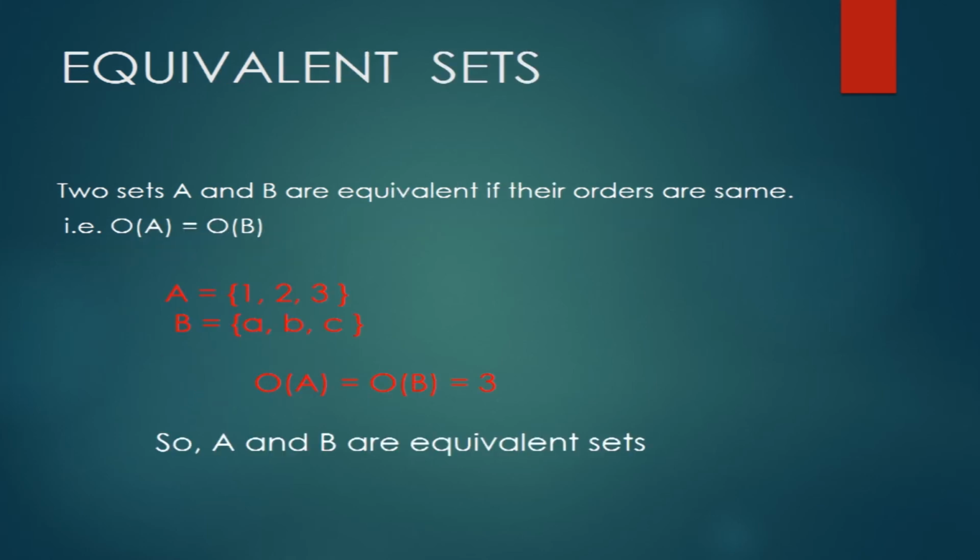Equivalent sets. Two sets A and B are equivalent if their orders are the same. That is, order of A is equal to order of B. Let A = {1, 2, 3} and B = {a, b, c}. Order of A is equal to order of B, which is equal to 3. So, A and B are equivalent sets.